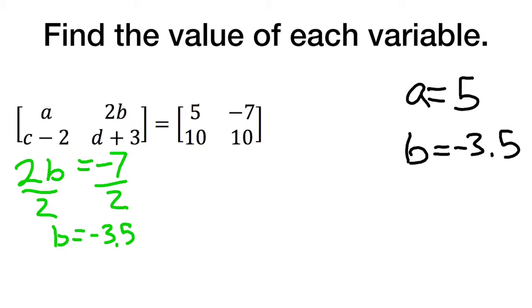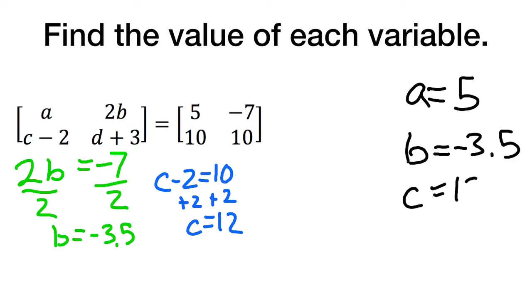Now I'm going to solve for C. Now we know that C minus 2 equals 10, so I would add 2. C equals 12. And finally, I'm going to solve for D. D plus 3 equals 10, subtracting 3, D equals 7.